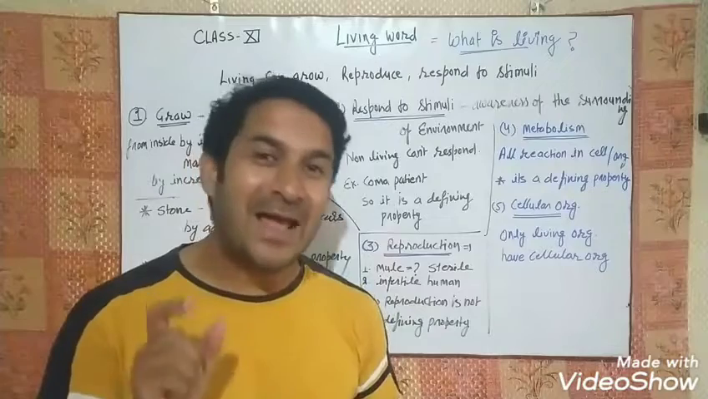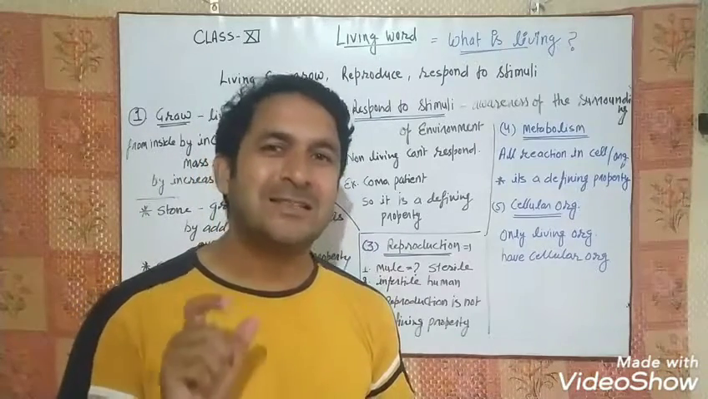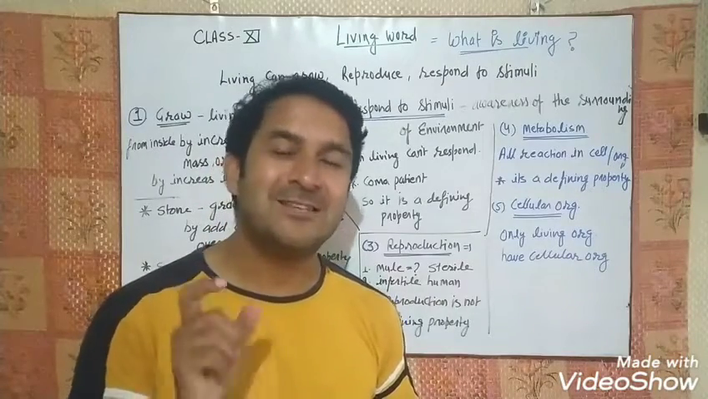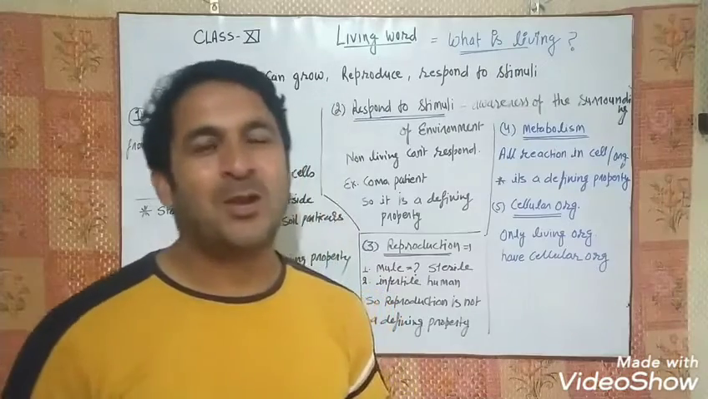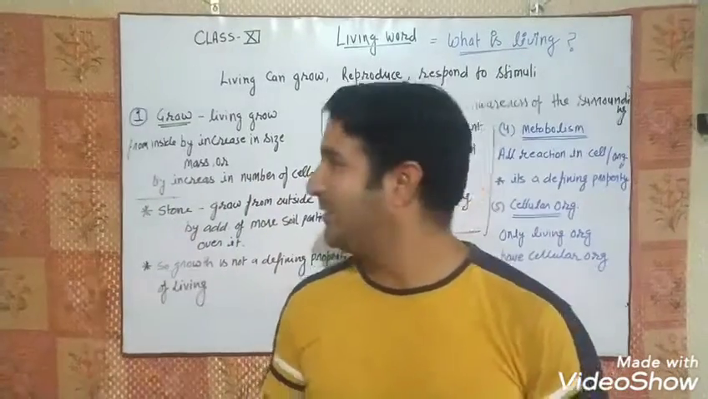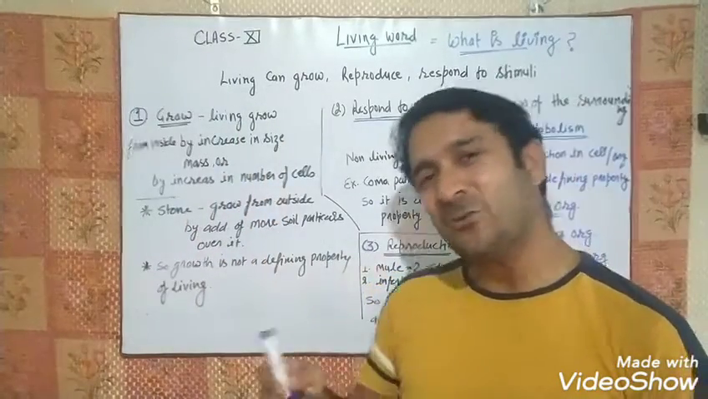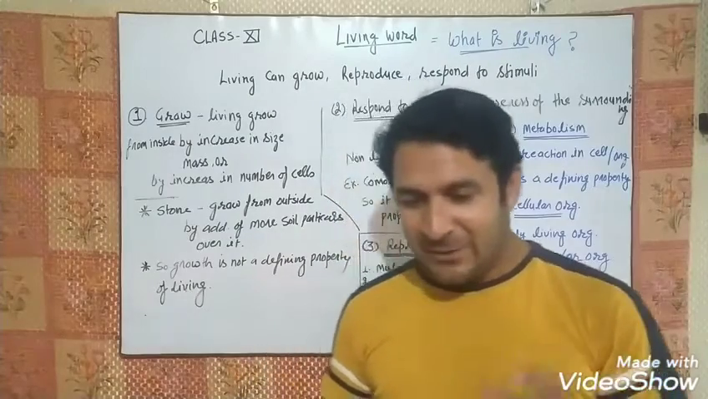If these are the exclusive property of living organisms, then we can say this is the correct definition of living organism, and this is the standard of class 11th, right? So let's discuss it. First of all, we will discuss the first property which is given here. Living things can grow. So we can take the first property as growth, right?